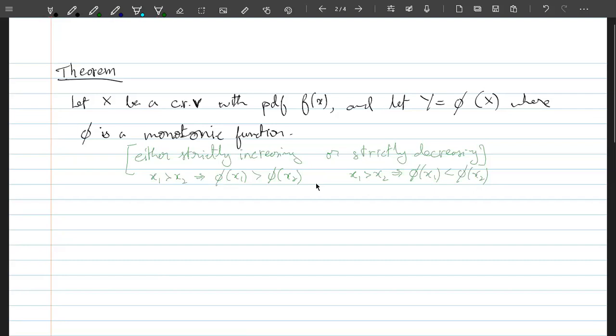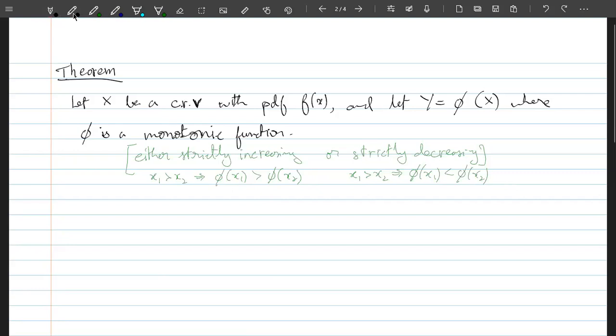Note that as an implication of this monotonicity, this function is invertible. So at any point, if x1 is not equal to x2, then definitely phi of x1 cannot be equal to phi of x2, because if x1 is not equal to x2, either x1 is greater than x2 or the other way around, which is just a matter of renaming x1 and x2. So one of these holds, right? If it's strictly increasing, then x1 greater than x2 means these are not equal. Here also, if they're strictly decreasing, then also they are not equal. Right? So as an implication of monotonicity, we have invertibility, and that is what we're going to use.